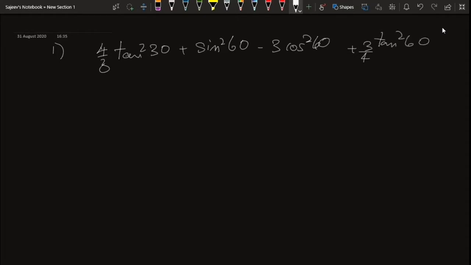Question 1, the question is 4 by 3 tan square 30 degrees plus sin square 60 degrees minus 3 cos square 60 plus 3 by 4 tan square 60, and minus 2 tan square 45.